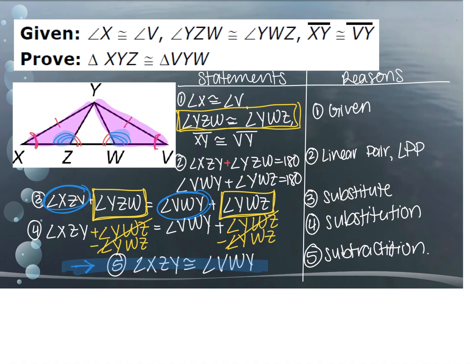Now I can go ahead and write my last one, which is step 6. I can go ahead and write triangle XYZ is congruent to triangle VYW by angle, angle, side. Okay, do we have questions?